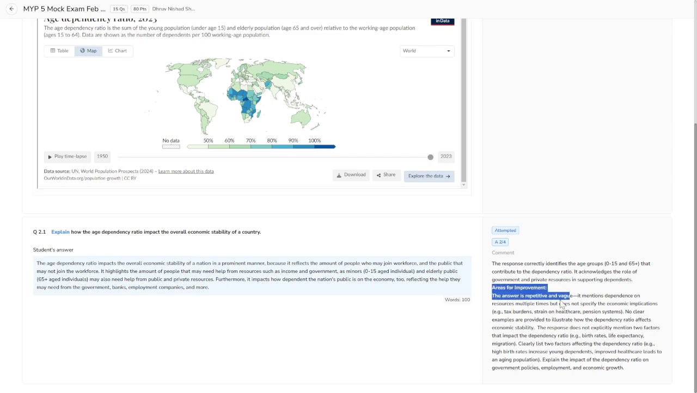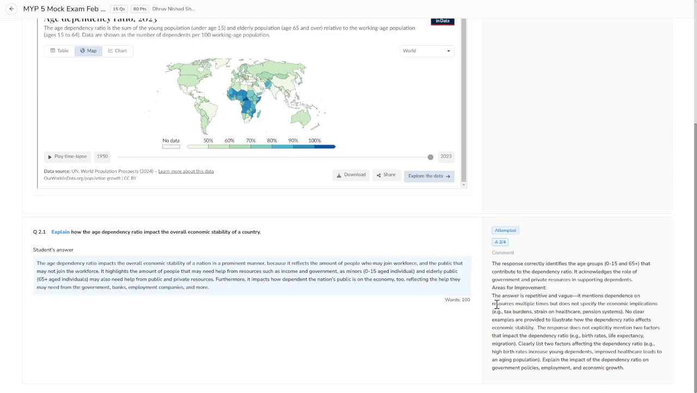So these are the areas for improvement. Yes, it is repetitive and vague. For 4 marks, what I was told is that 40 to 50 words is fine as long as you cover around 3 to 4 points. However, instead of outlining and explaining the impact, the answer became repetitive, vague, and boring. I was repeating the same points a lot.